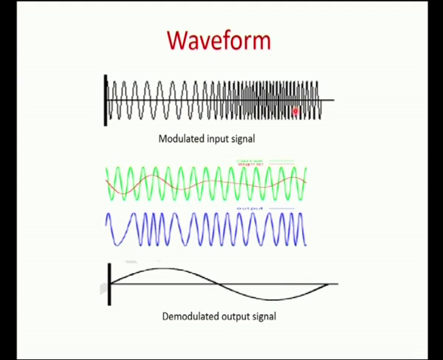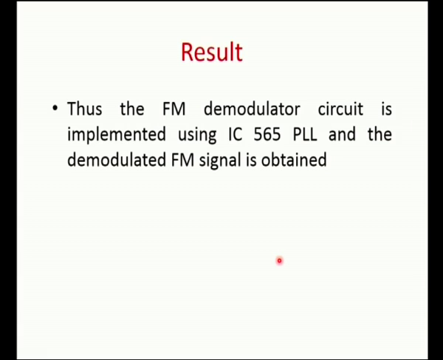So, these are the waveforms you are going to note down when you do FM demodulation, and cross check whether the output whatever you have got is same as the message signal whatever you have provided. So, that completes your FM demodulation experiment. The result for this experiment is the FM demodulator circuit is implemented using IC 565 PLL, and the demodulated message signal is found. In summary, we have just built up a FM demodulator circuit using IC 565.